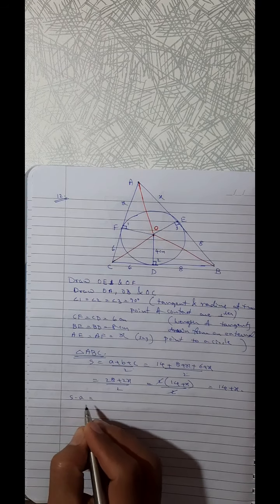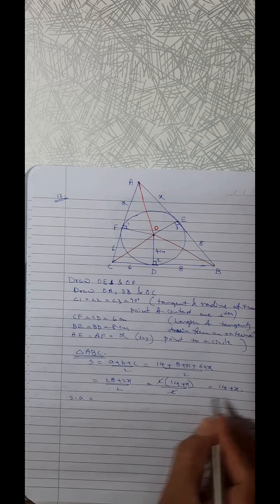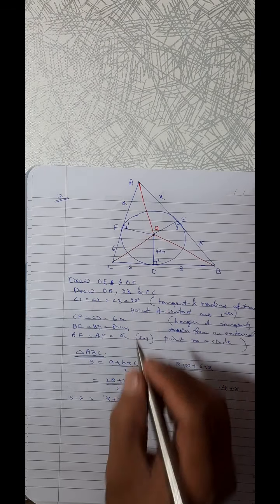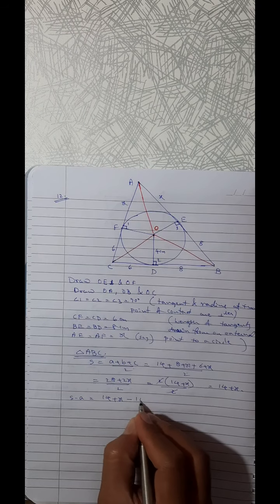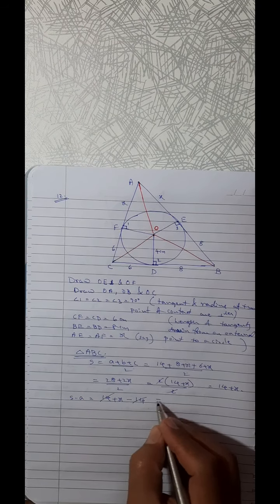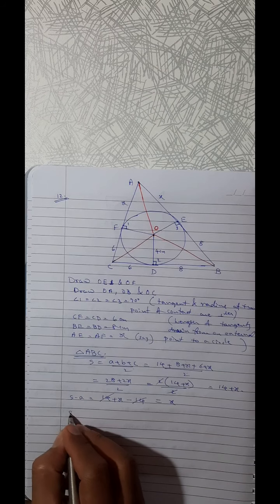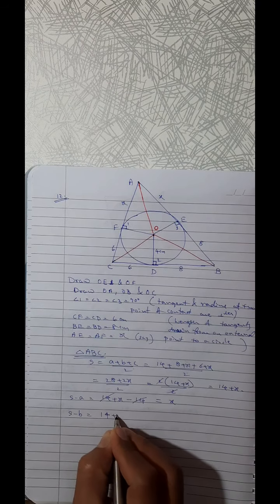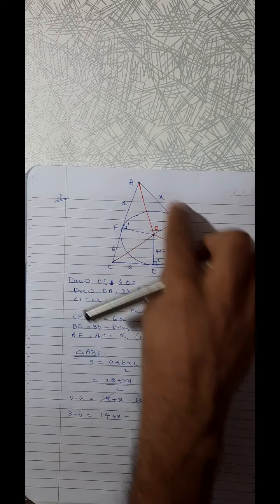Find s minus a. What is s minus a? s is 14 plus x minus a. a is one of the sides, that is 6 plus 8, 14. 14 cancels, leaving x. What about s minus b? s minus b means 14 plus x minus b, where b is 8 plus x.